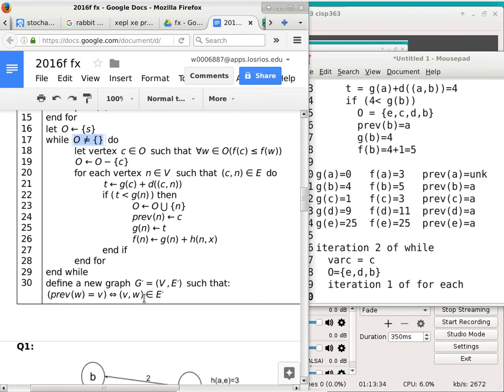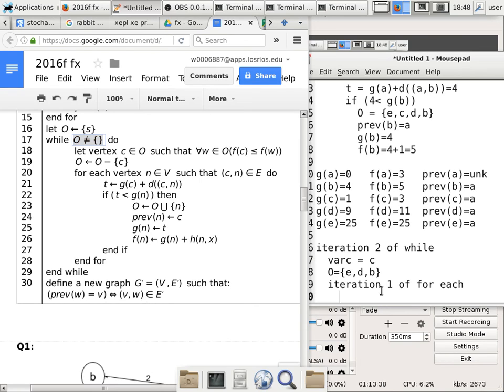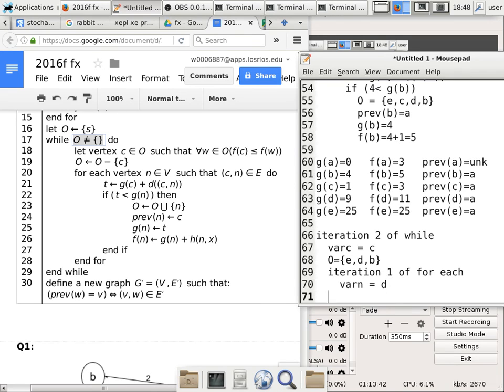Sorry? Go ahead. E? D. Okay, so we'll pick D. All right, so we'll say var n, which is the neighbor, is D. So first thing to do is to compute the t value.